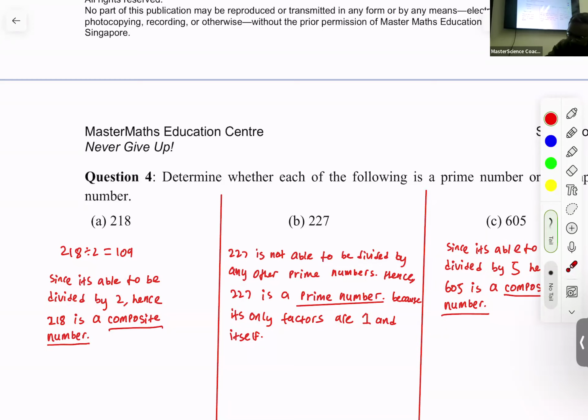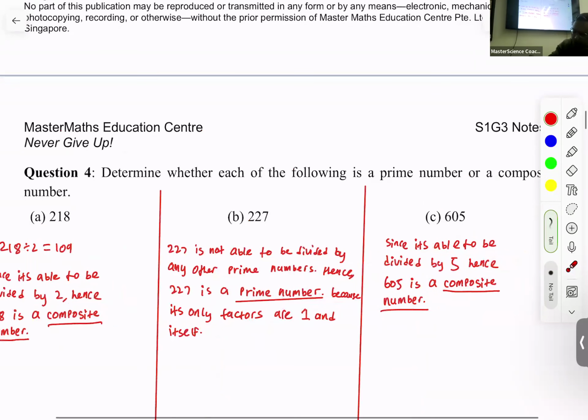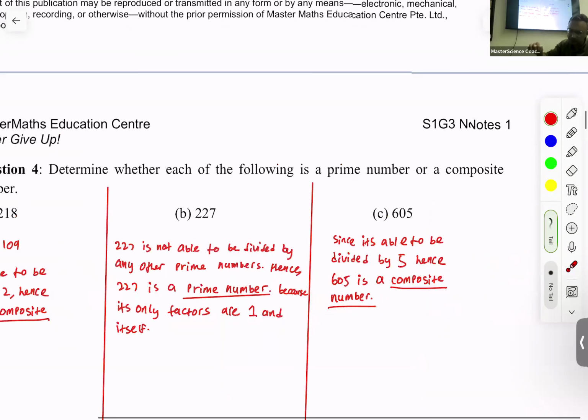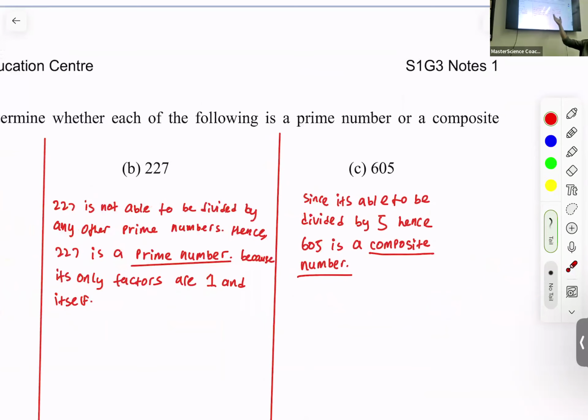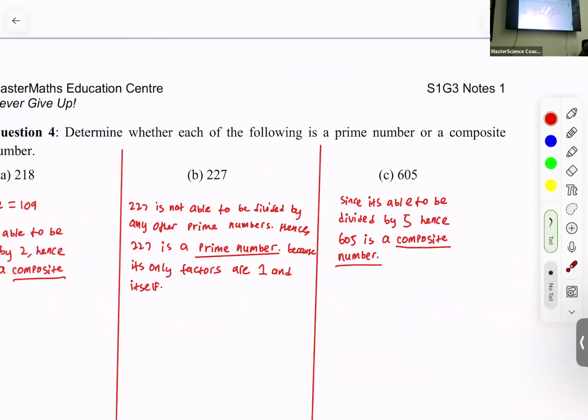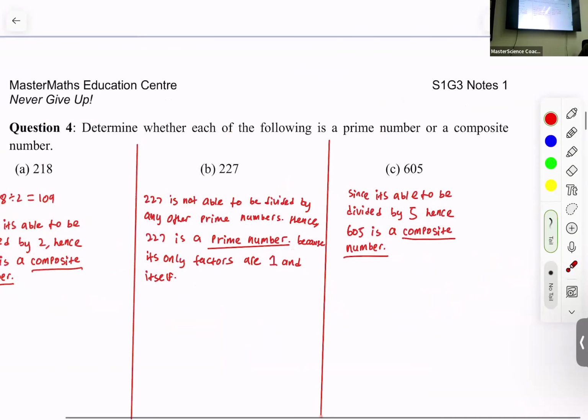Okay. Good, this person who took over me that time. So since it is able to be divided by 5 here, 605 is a composite number. So sometimes the question will be like that. The question will give you a number and then ask you, tell me whether this is a prime number or a composite number. Okay?